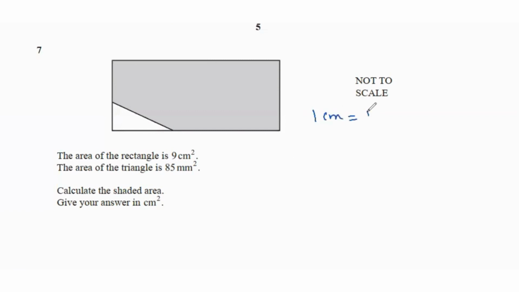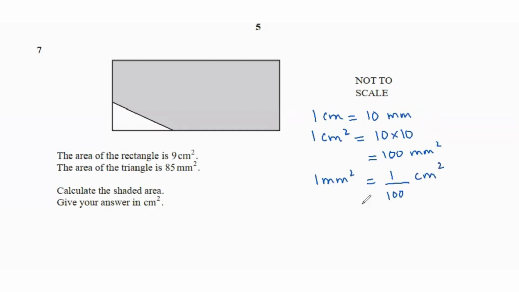1 centimeter is 10 millimeters. That means 1 centimeter square will be 10 times 10, which is 100 millimeters square. So 1 millimeter square is going to be 1 over 100 centimeters square. So to convert 85 millimeters square into centimeters square, we'll do 85 over 100, which is 0.85 centimeter square.